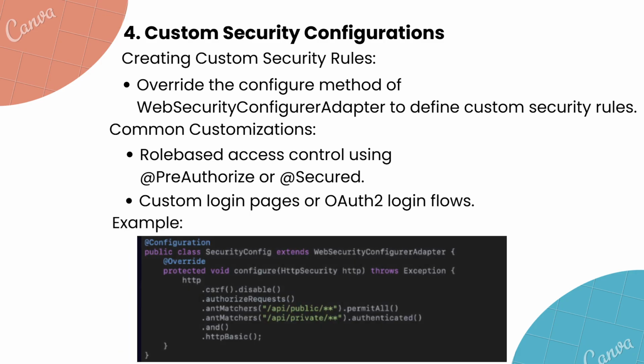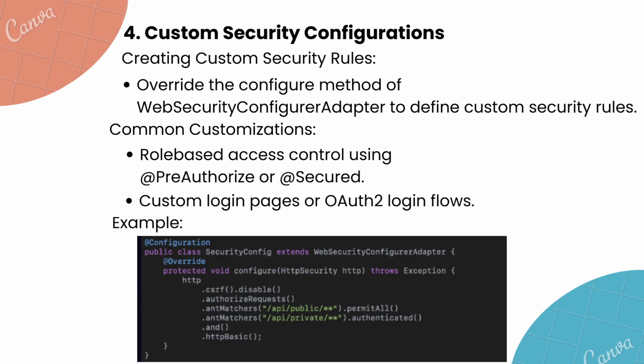Fifth one is request authorization. Code: http.csrf().disable().authorizeRequests().antMatchers("/api/public/**").permitAll().antMatchers("/api/private/**").authenticated().and().httpBasic(). Example: configures URL access rules. Public APIs, that is /api/public, are accessible to everyone. Private APIs, that is /api/private, require authentication.